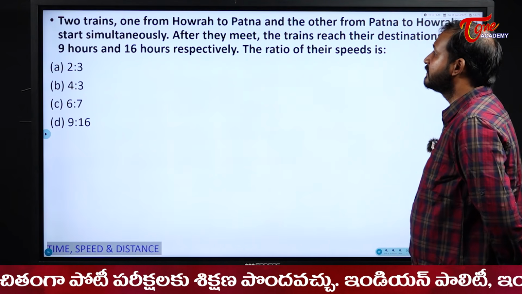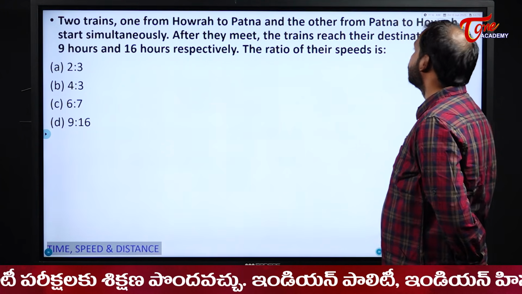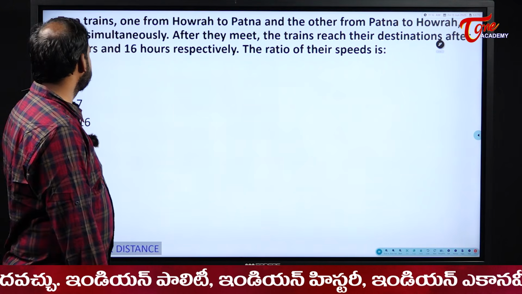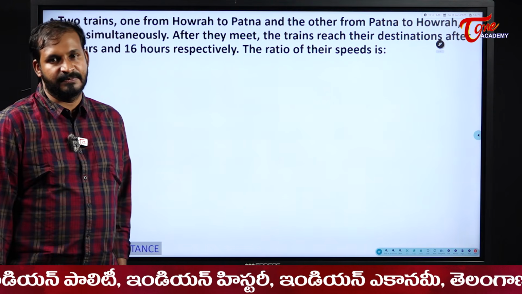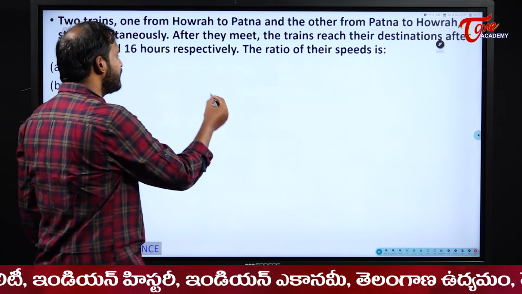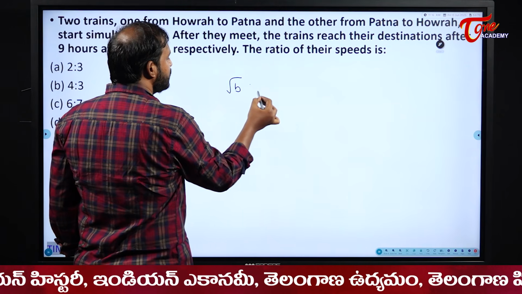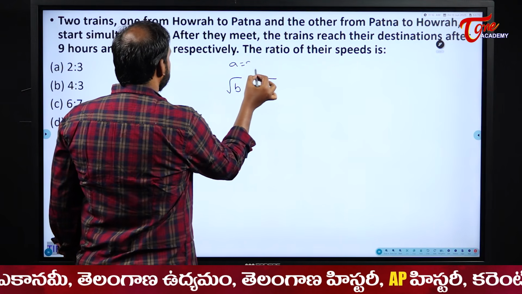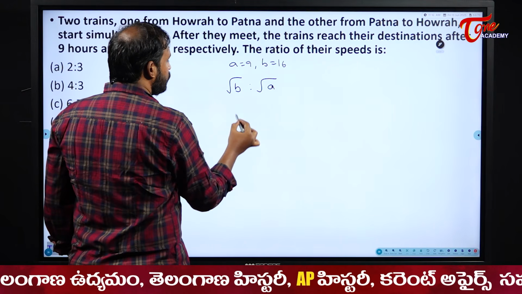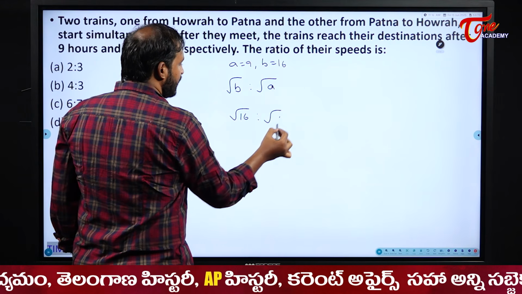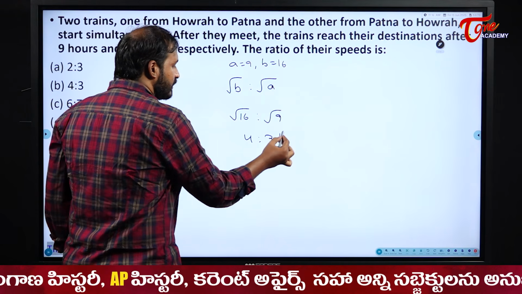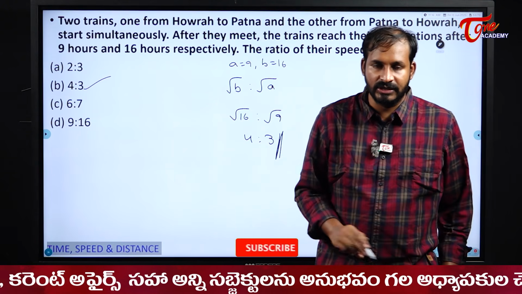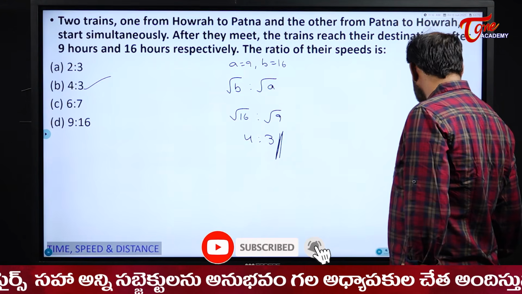Right. Next, 2 trains, one from Howrah to Patna and the other from Patna to Howrah, start simultaneously. After they meet each other, they reach their destination after 9 hours and 16 hours. And the ratio of their speeds is, just as we discussed earlier, what is the formula? We will write root over B is to root over A. So what is B here? 16. A is here 9. So root 16 is to root 9. It will become what, students? 4 is to 3. 4 is to 3 will be the ratio between their speeds.